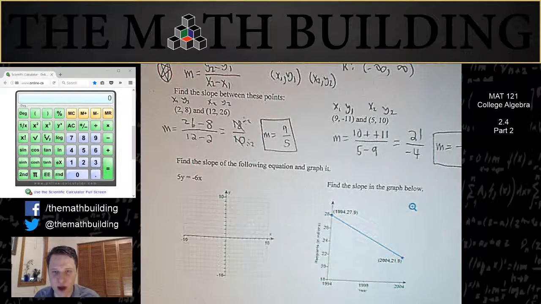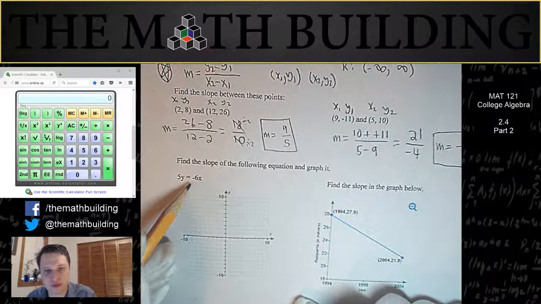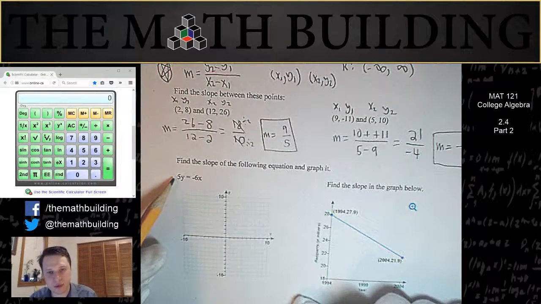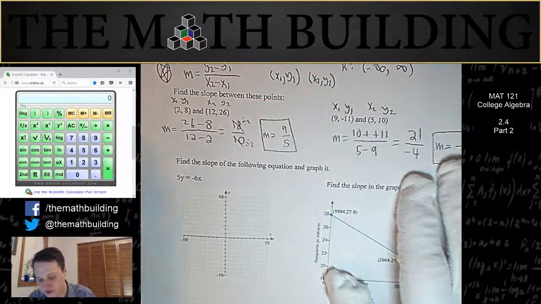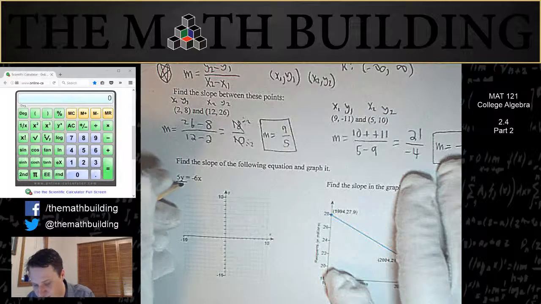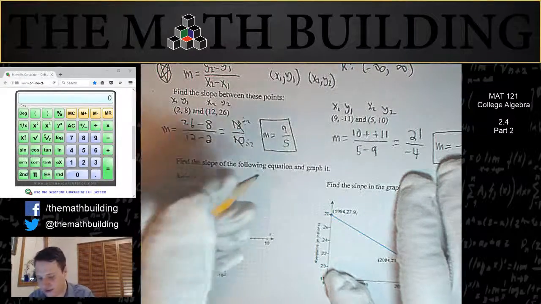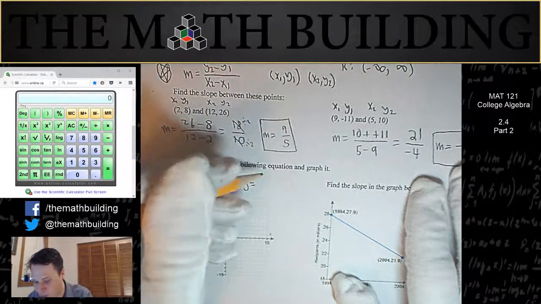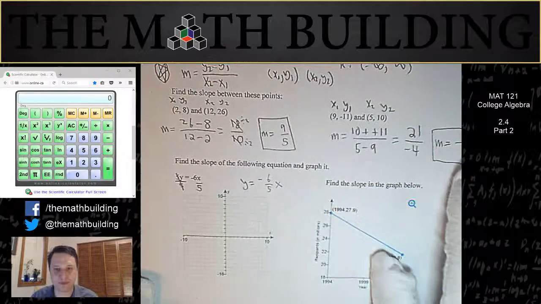Find the slope of the following equation and graph it. 5y equals negative 6x. Well, to graph this, I need to put it in slope-intercept form, which means I need to get y by itself. So I will divide both sides of the equation by 5. That cancels, and so my new equation is y is equal to negative 6 over 5 times x.